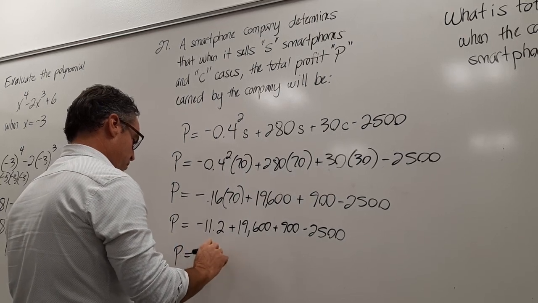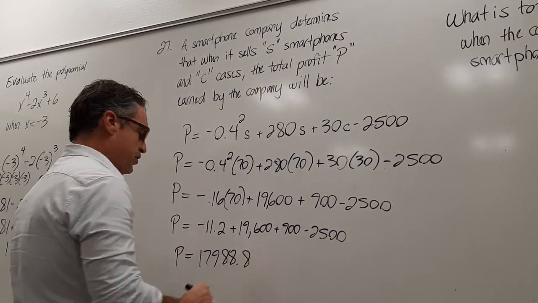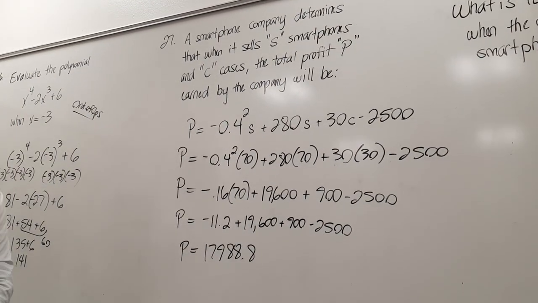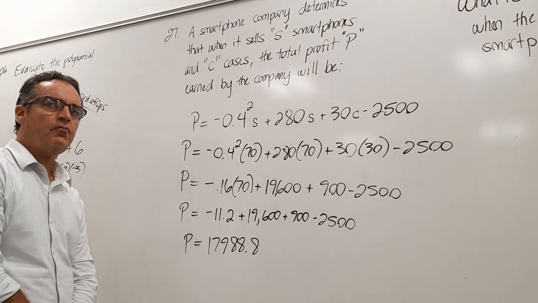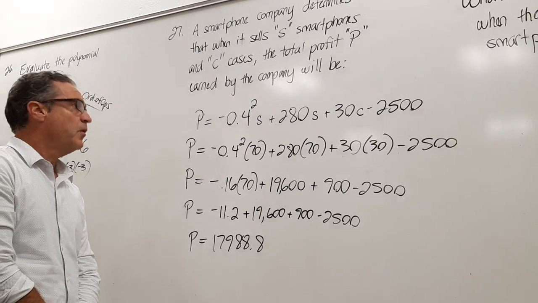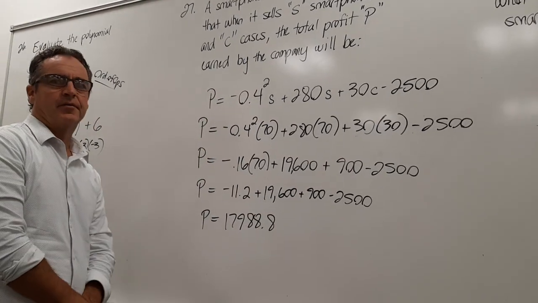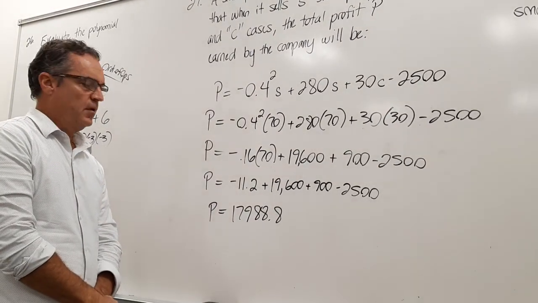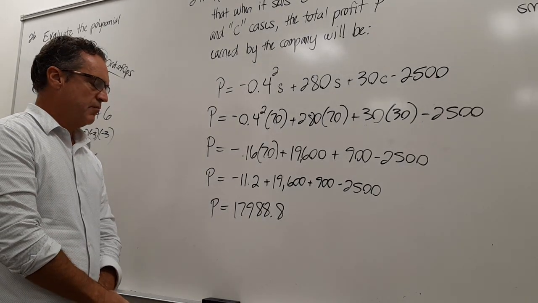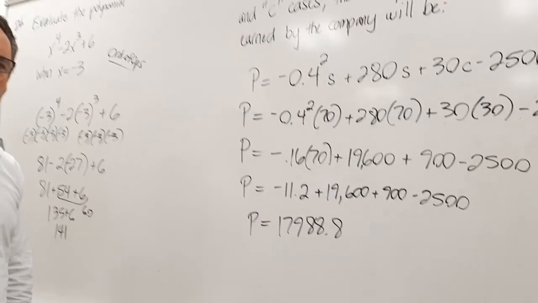17988.8. And how does that measure up with the answer? We did something wrong. Well, I'll tell you what's wrong. It's going to be that negative there. I guarantee you. So, unless we did something right. Let's pause for just a second.